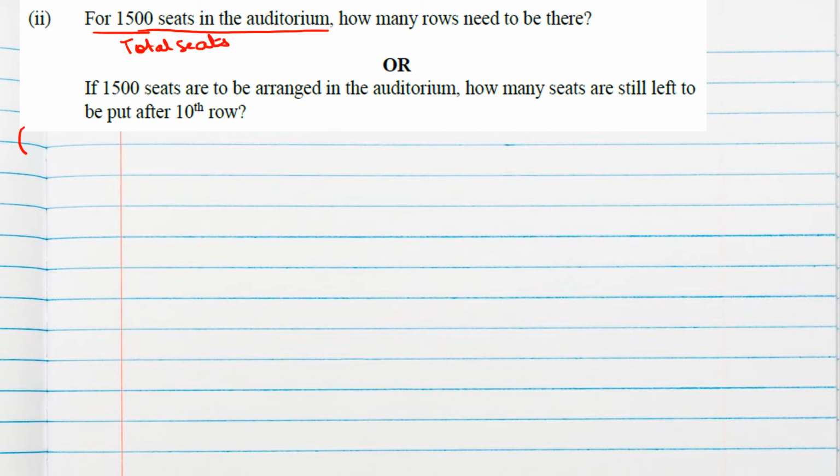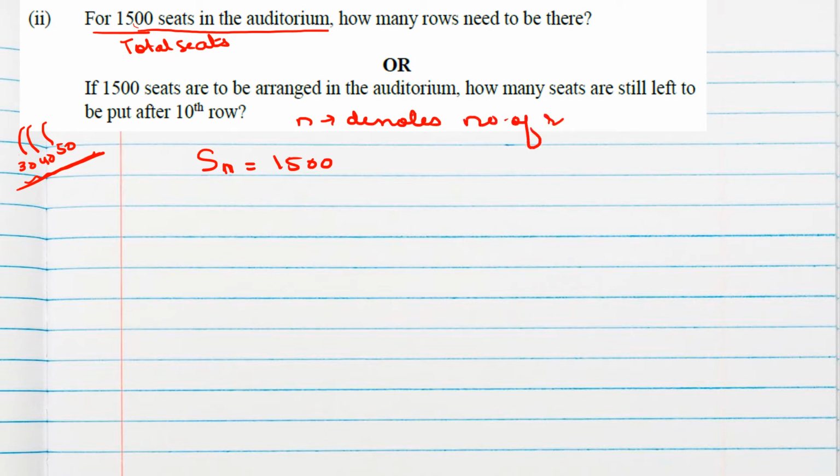So first row, suppose 30 seats are there, second row 40 seats, third row 50 seats. The total addition of all these rows, however many rows there are, gives the total seats. That means this is given as Sn, the sum of all the seats in each row. How many rows there are we don't know, that's why Sn. N denotes the number of rows. So how many rows need to be there, that means we should find the n value.